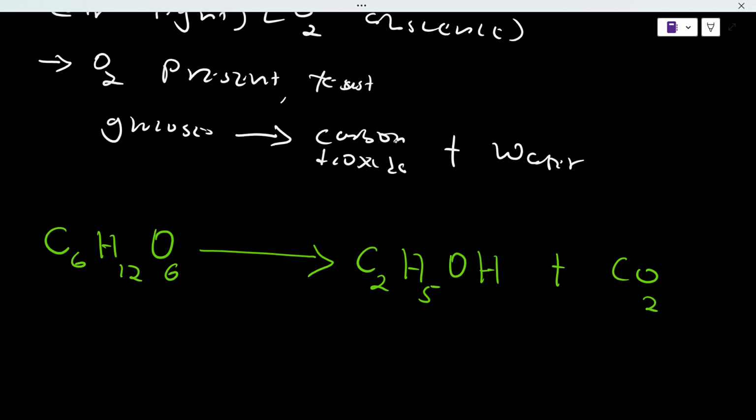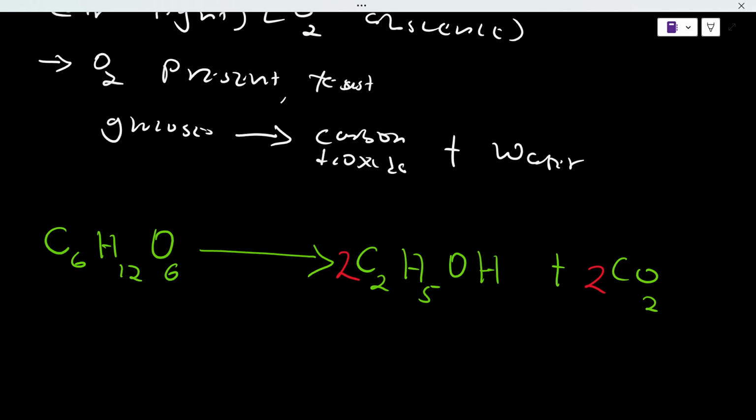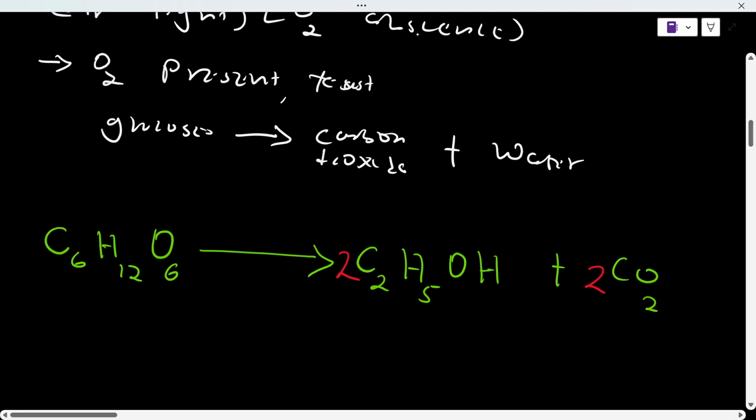This reaction can be balanced in a very simple way by just putting a 2 here and a 2 here. So when you balance it that way, you'll have to ensure that you put the conditions upon which the reaction is occurring. A temperature of about 30 degrees Celsius.